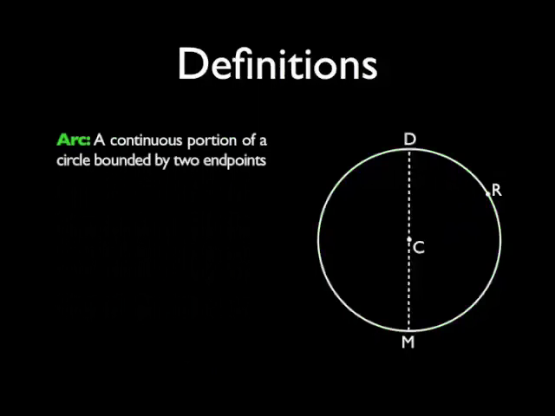Continuing some definitions, this lesson of course is all about arcs, and an arc is a continuous portion of a circle bounded by two endpoints, and there are three types of arcs. The one that you are probably most familiar with is a semicircle, and that is an arc that is half of a circle. Semi literally means half.